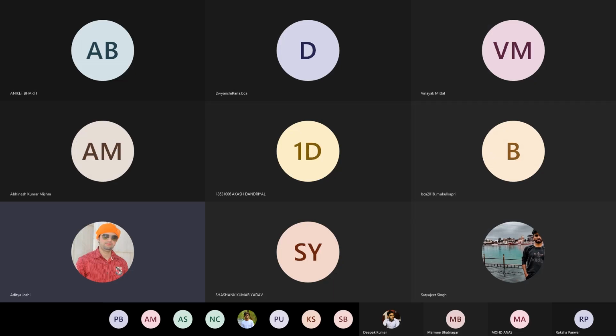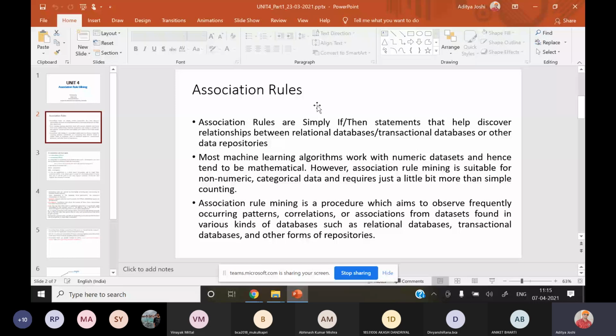Or categorical data means the data which is having some categories. So in association rule, you have to only count the numbers. You have given certain rules and you have to count something. It is used for observing the frequently occurring patterns, means the items which are most frequently occurring in some patterns. It is also used in correlations, means correlating one item with another item. It deals with the associations found in the data sets, which are in relational databases, transactional databases, or in any form of repositories.